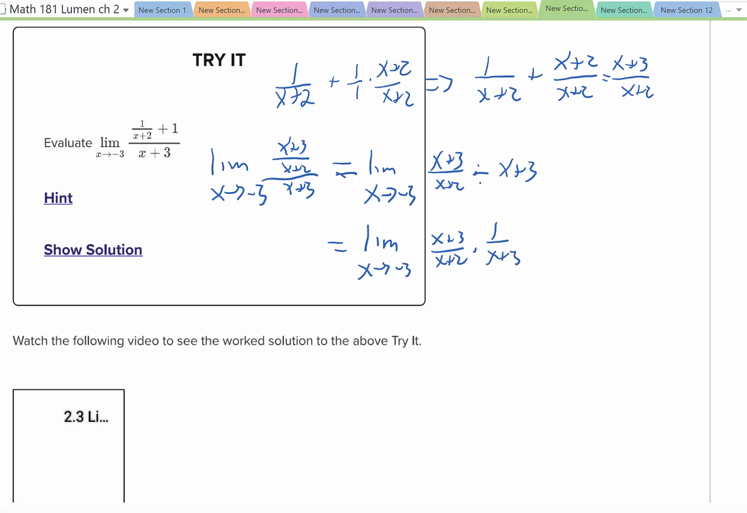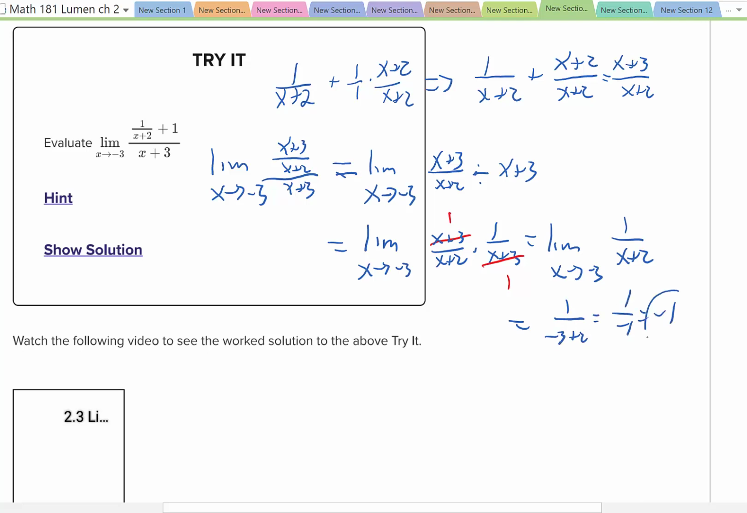So these divide out, and we end up with the limit as x approaches -3 of 1 over x plus 2. Now we can plug that in. We get 1 over -3 plus 2, 1 over -1, which is -1. That was a cool process. Okay, feel free to pause if you need more time there.